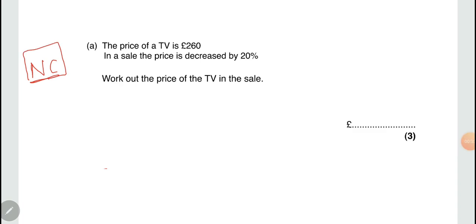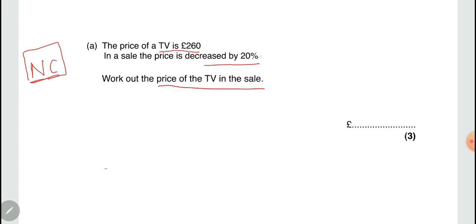So we will be doing this question without using a calculator. The price of a television is £260. In a sale, the price is decreased by 20%. So it might be a bank holiday sale and you're not going to pay £260, you're going to pay less. So the question is asking, work out the price of the TV in the sale.